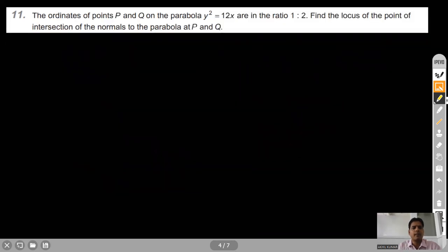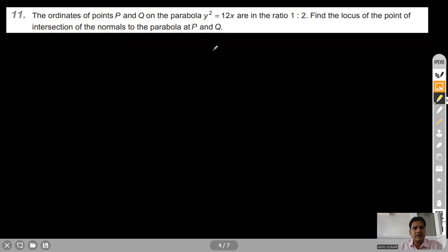Question number 11. It is saying the ordinates of points P and Q on the parabola y square is equal to 12x are in the ratio 1:2. Find the locus of the point of intersection of the normals to the parabola at P and Q.